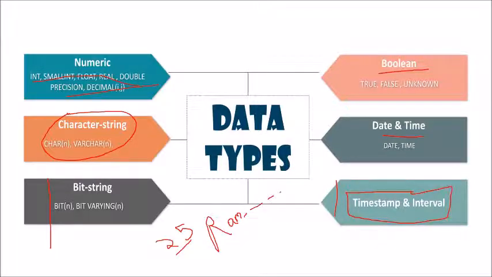type as char. Whatever number of characters you define in char, it will be used. Either you are using it or you are not using it; if you are not using it, it will be wasted because the name will be padded with white spaces. So these 25 characters are used in char.